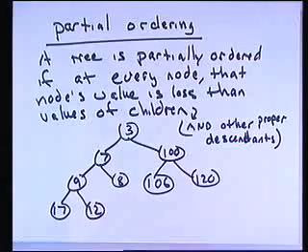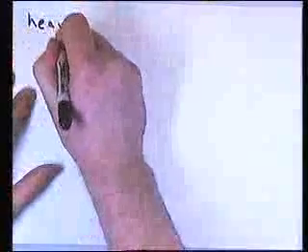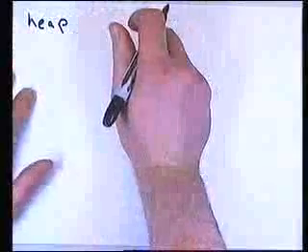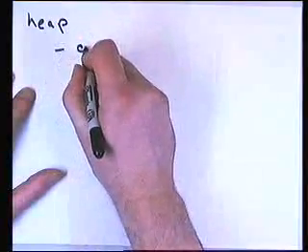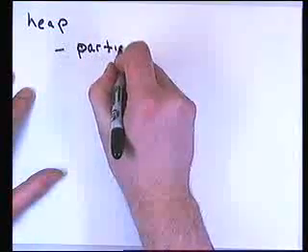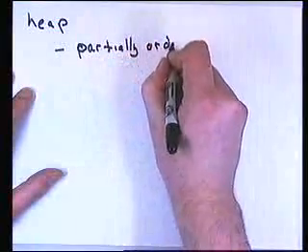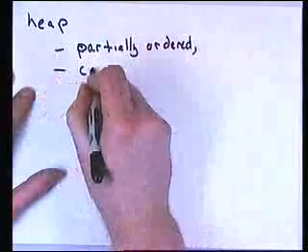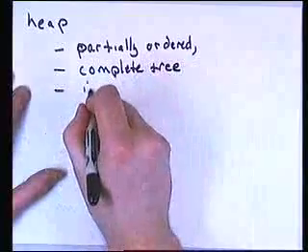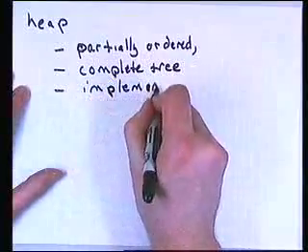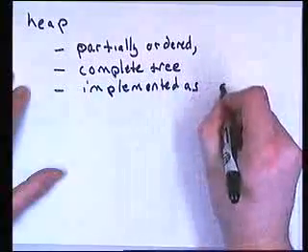That said, we now reach our implementation, which is a heap. So when I said that the sorting algorithm based off priority queues is called a heap sort, that's why. Because the implementation we're going to use is called a heap. And a heap is a partially ordered complete tree implemented as an array.